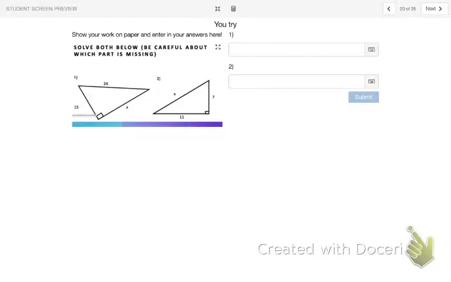So we have triangle 1, which has the right angle. Across from the right angle is 24, and the other two numbers are 15 and x. Then number 2, across from the right angle is x, and we have 11 and 7 as the other two numbers. So go ahead, try these two. Be careful which one's missing, and then you're going to check your answers with me.